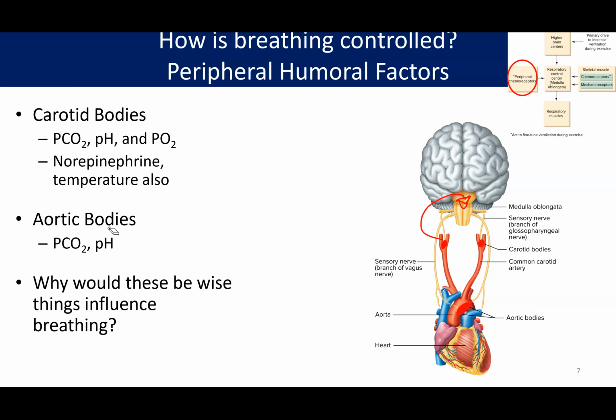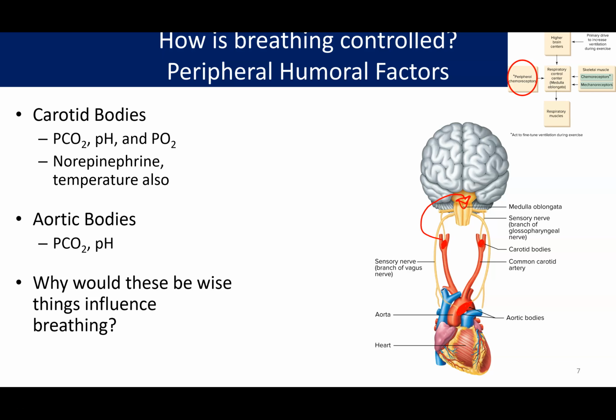But look what comes last on this list, and this is kind of surprising to a lot of people. The pressure of oxygen is one of the last things they're sensitive to in the carotid bodies, and the PO2 is really not even there for the aortic bodies. There's some evidence that says the aortic bodies might be a little sensitive to PO2, but not much. The big take-home message here on what your peripheral humoral factors, or what your body's monitoring to see if your breathing is sufficient, it monitors the pressure of carbon dioxide in the arterial blood. It's not looking at the pressure of oxygen.